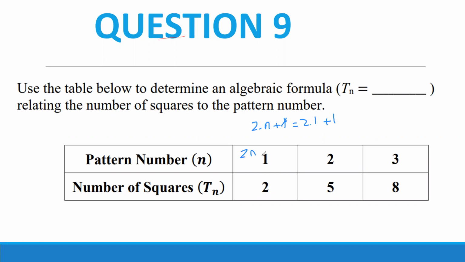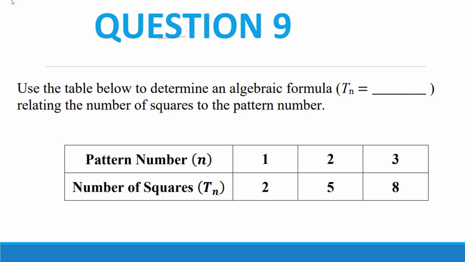Just try 2n. 2 times 1 is 2, working for this. But what about this one? 2n, 2 times 2 is 4. No, it doesn't work. If I say 2n plus 1, it works for this, 2 times 2 is 4 and plus 1 is 5, but not for the first one. So 2n doesn't work. Let's try minus 1, no, doesn't work.